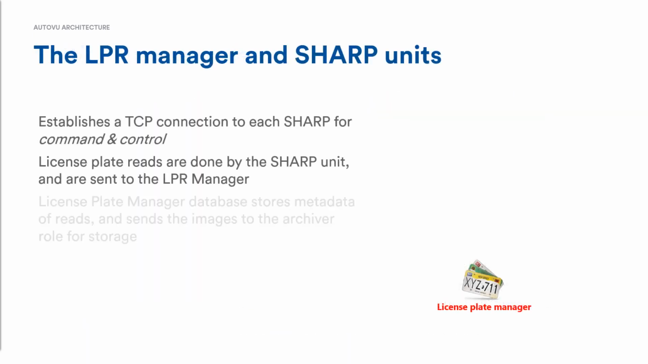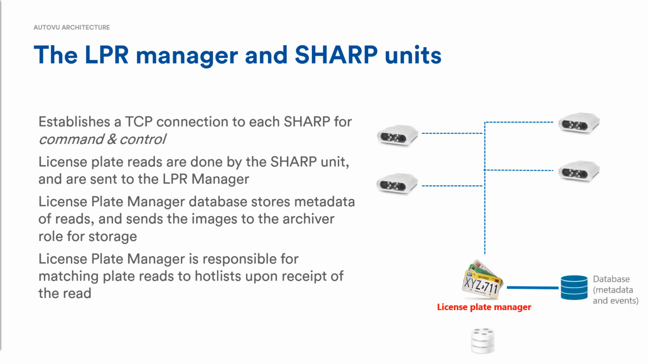So again, Sharp units are the specialized automated license plate recognition cameras. The LPR manager is the server role that is their boss. It connects over TCP to each Sharp unit. It pushes configurations like regional context to the Sharp units. It receives plate reads from the Sharp units and stores the plate value in its database while forwarding the plate images to the archiver for recording. And it keeps hot lists, or lists of plate values of interest. Whenever a plate is read, it's compared to a hot list to determine if there is a hit.